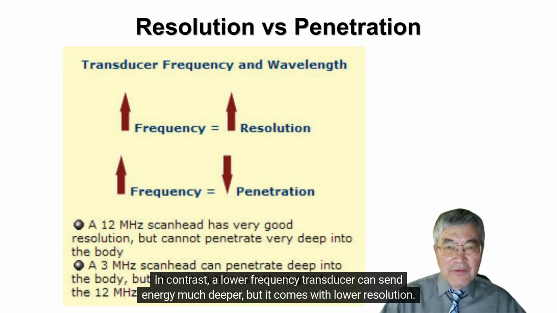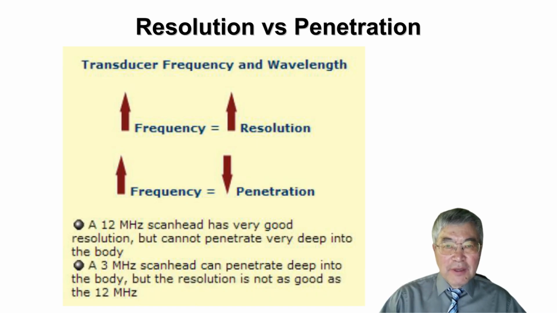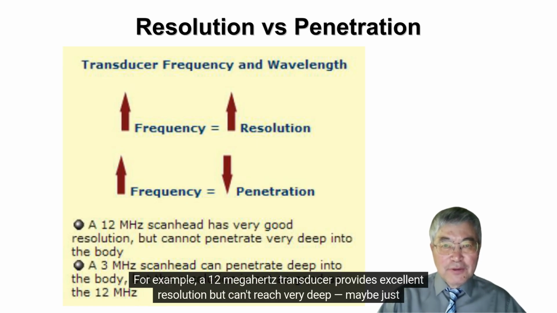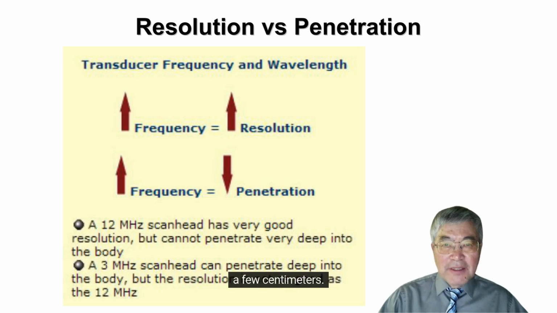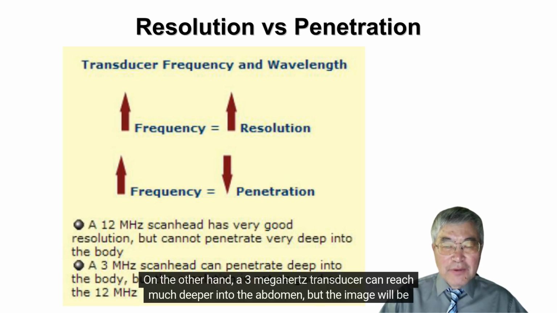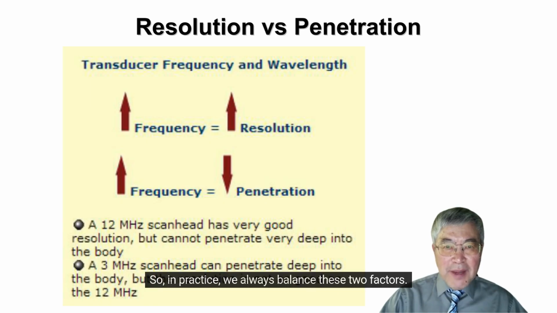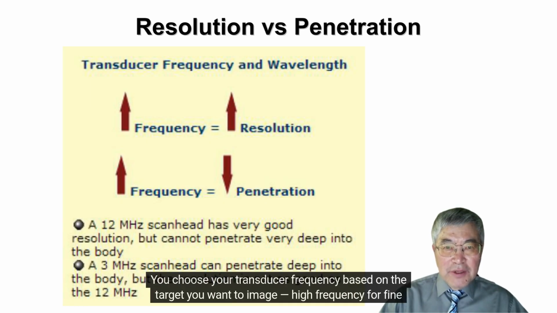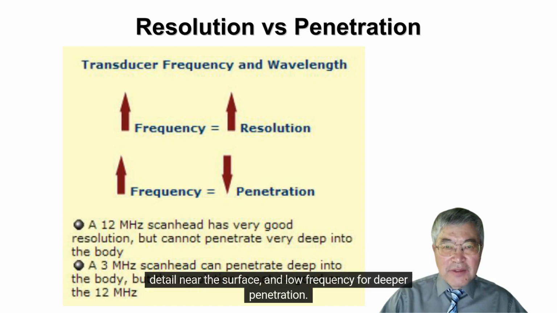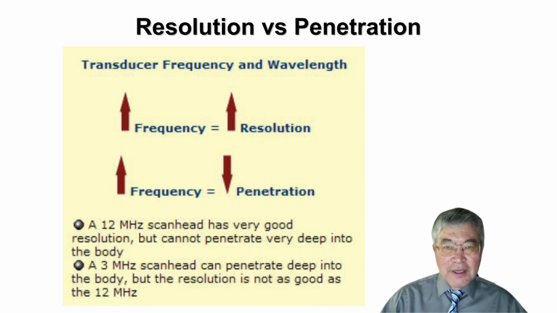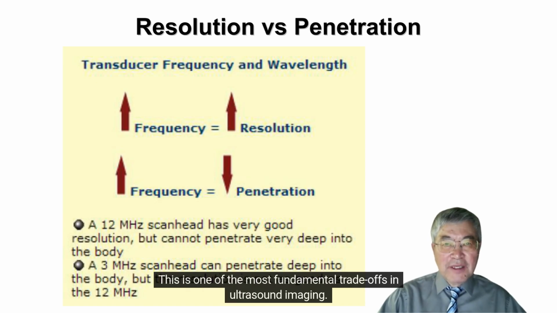In contrast, a lower frequency transducer can send energy much deeper, but it comes with lower resolution. For example, a 12 MHz transducer provides excellent resolution but can't reach very deep, maybe just a few centimeters. On the other hand, a 3 MHz transducer can reach much deeper into the abdomen, but the image will be coarser. So, in practice, we always balance these two factors. You choose your transducer frequency based on the target you want to image, high frequency for fine detail near the surface and low frequency for deeper penetration. This is one of the most fundamental trade-offs in ultrasound imaging.